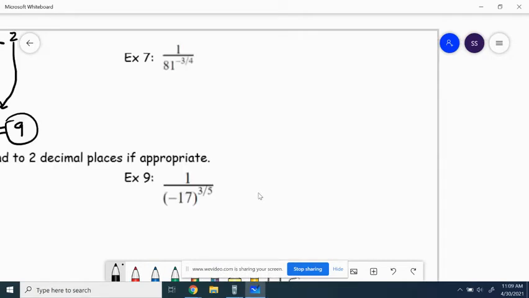All right, example 7. We got 1 over 81 to the -3/4. I don't like a negative exponent, so I'm going to write that as a positive exponent in the numerator. Now I'm going to convert this to radical form. So it's going to be the 4th root of 81, all raised to the 3rd power. So now we can simplify inside the parentheses. I want to figure out what the 4th root of 81 is. What number times itself 4 times equals 81? Well, it ends in a 1, so it's got to be an odd number. So I'm guessing 3 is going to work.